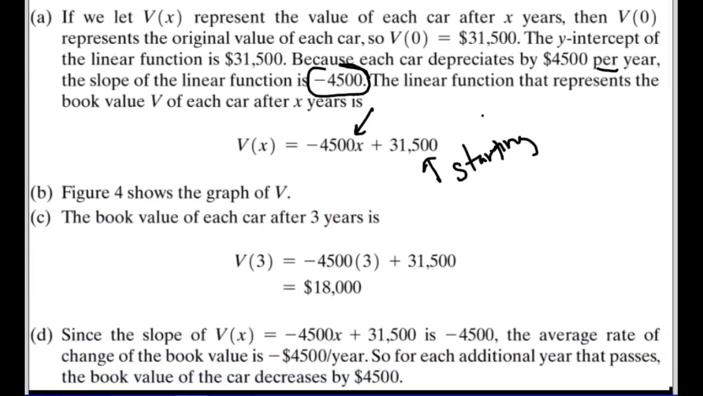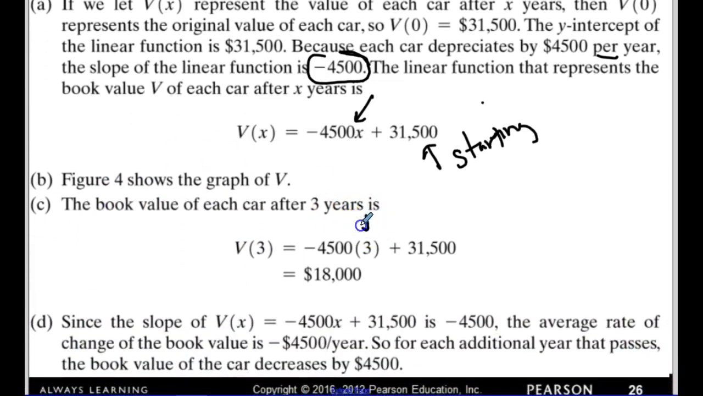So I can either use my graph or I can just plug in 3 wherever x was, and I know that I can because x was years, right? And this was telling me 3 years. So I plug that in, I multiply here, and then I can add my 31,500. So I know that after 3 years, the car is worth $18,000.